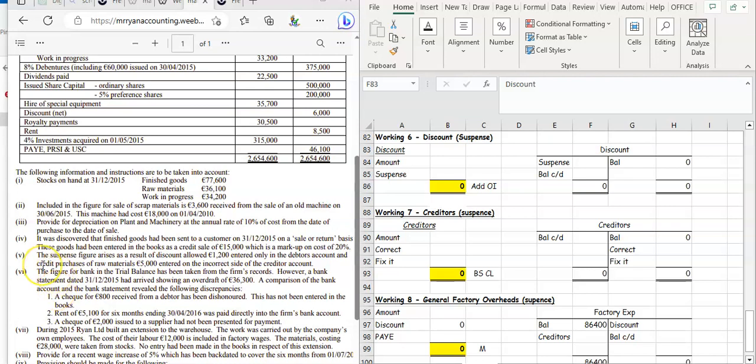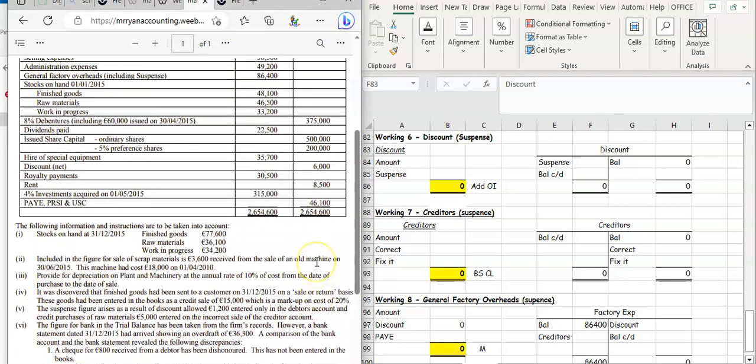So let's have a look at adjustment 5 for Ryan Limited manufacturing account. So this is our suspense. We're going to do this two ways: show you how to do it using the T-accounts, and show you how to do it using the plus and minuses. So the suspense figure arises as a result of discount allowed of 1,200 entered only in the debtors account.